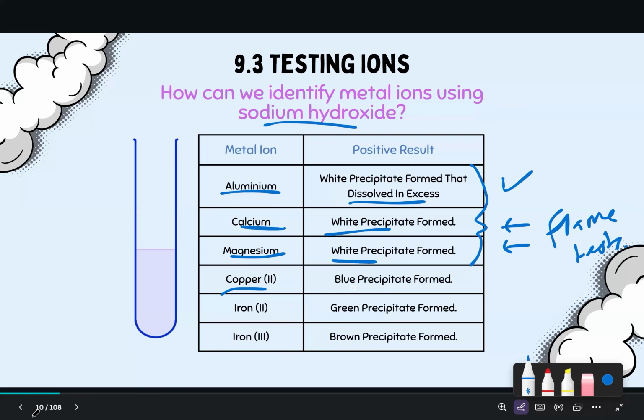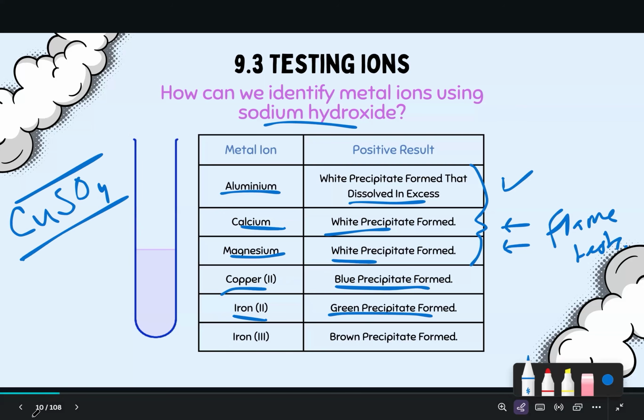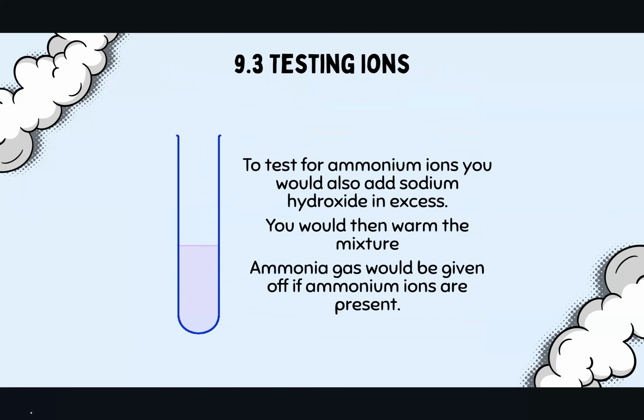Then copper 2 is a blue precipitate. Think copper 2 sulfate. When in school you made copper sulfate crystals, they were a bluish color. Iron 2 leads to a green precipitate. Iron 3 makes a brown precipitate. Now, that's two tests for metal ions. You also need to know the test for non-metal ions.